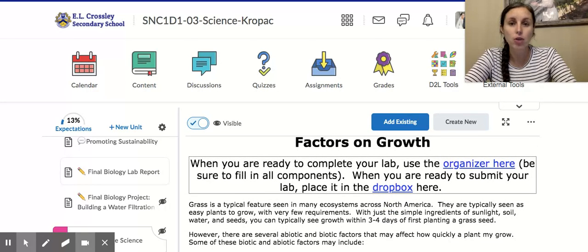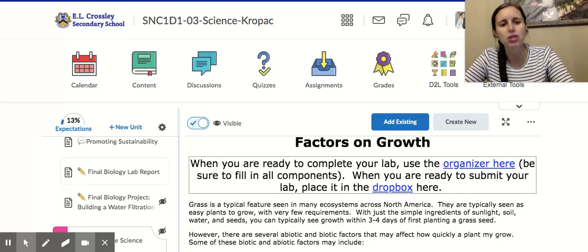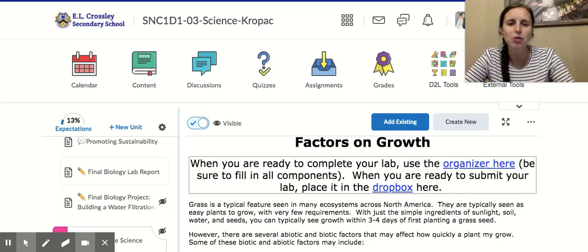So for your lab itself, I actually gave you a lab organizer here. Please make sure that you use it because it's got all the sections of the lab that you need. If you don't use the organizer, if you try to do your own lab report, there's a good chance you're going to miss one of the sections. So when you're ready to actually submit your final report, make sure you're using the organizer that I provided for you. Make a copy. You can rename it whatever you want. And when you're ready, you're going to submit it to the Dropbox here.